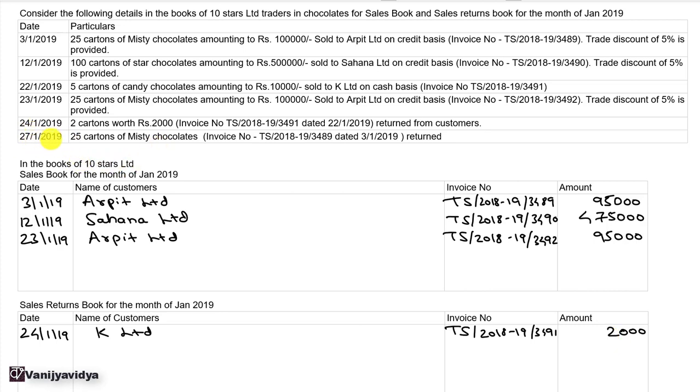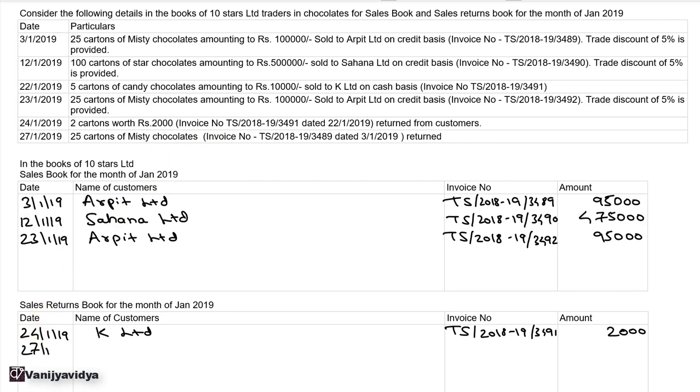Next, 27 Jan 2019, 25 cartons of Misty chocolates, invoice number TS 2018-19 3489 dated 3rd Jan 2019, returned. So on 3rd Jan 2019, 25 cartons of Misty chocolates amounting to 1 lakh were sold to Arpit on credit basis, with a trade discount of 5%. On 27 Jan 2019, all 25 cartons are returned by the customer. So we have to record it in the sales return book.